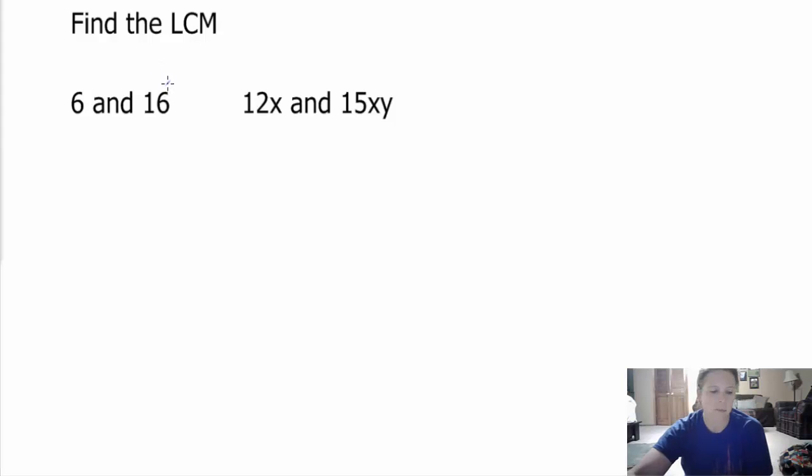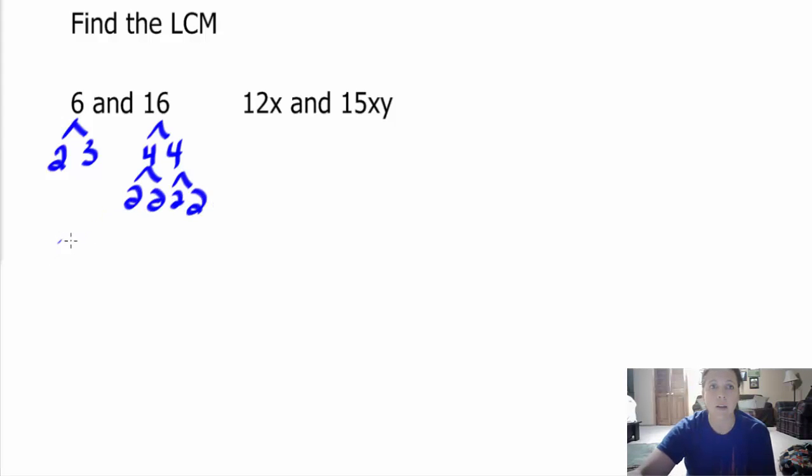I do not care. So if we have 6 and 16, well, oh my goodness, I don't know my multiples of 16 off the top of my head. So this one might be easier to do the factor tree. So I'm going to go ahead and do the factor tree. 2 times 3, and this is 4 times 4. And then 2 times 2, 2 times 2. So we have 2, 2, 2, 2, and then from the 6 we have 2 and the 3.